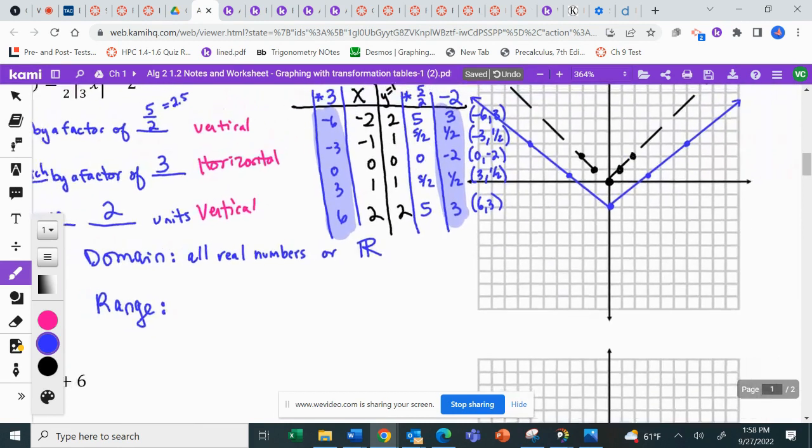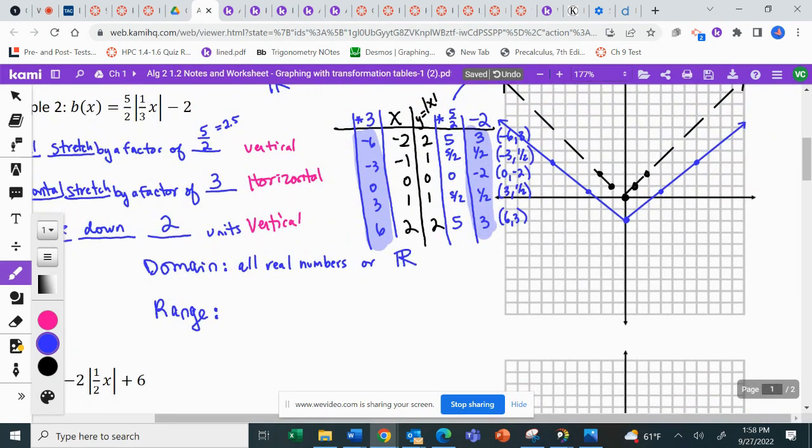The range though is different. It does not have an arrow pointing down, so it doesn't go all the way down. It does go all the way up. So the range for all of these, you guys were pretty good about remembering that it's y, and then it's either greater than or less than or equal to. And most of you were good about figuring out that the number that goes with it is the y value in the vertex.